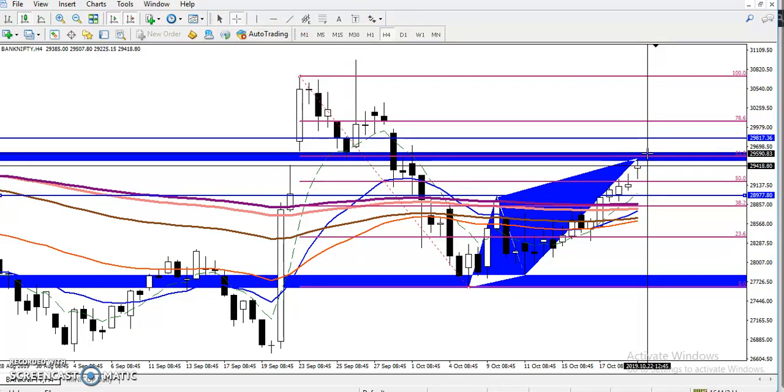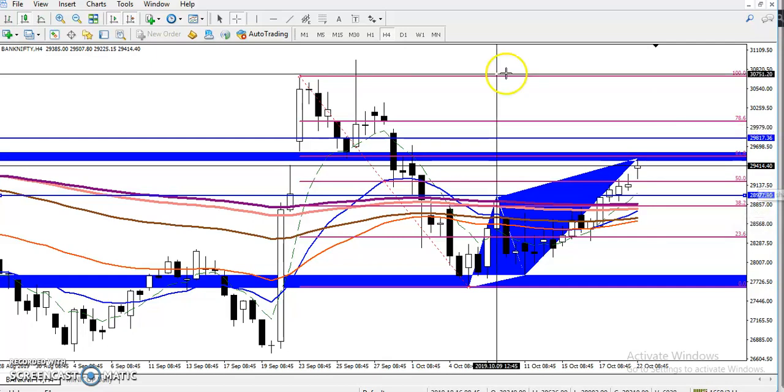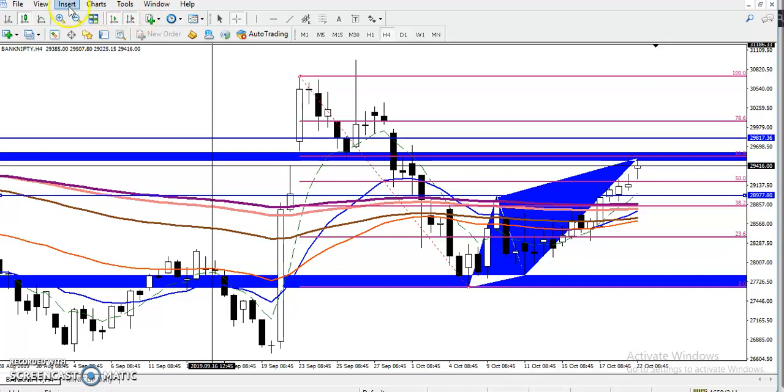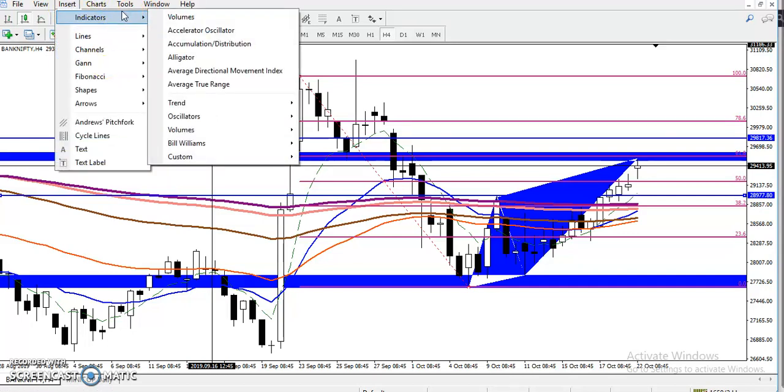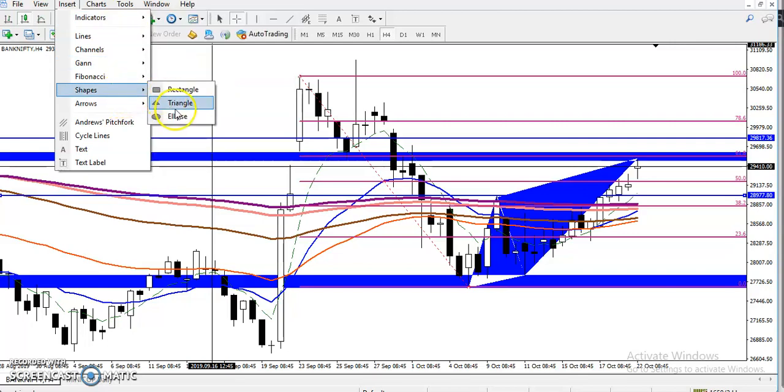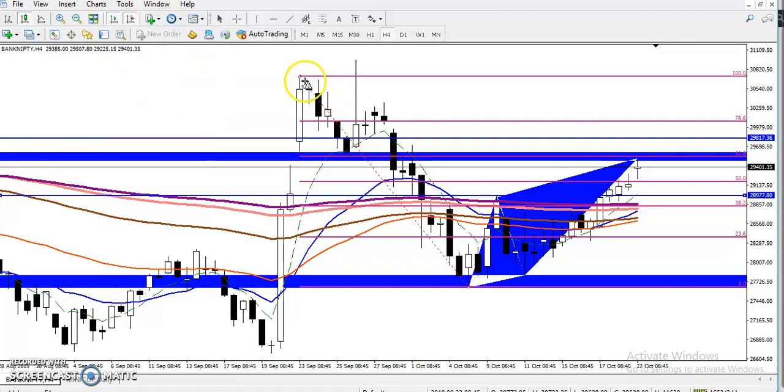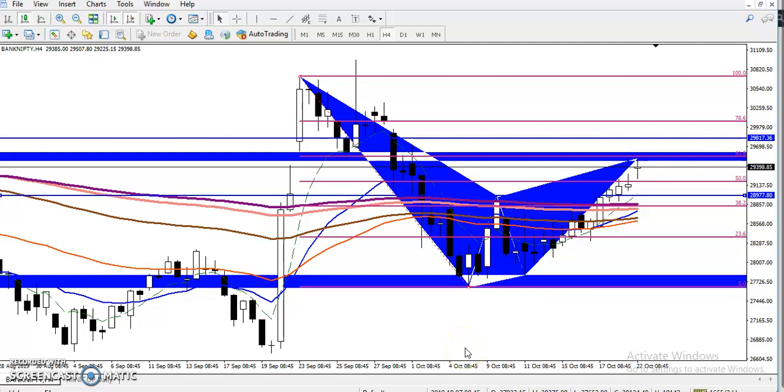29,600, right? Not exactly 29,600, exactly 29,550. All right, that point is showing here. That is your target. And if you want to see, this shape will be like that, the inside shape, okay. Now we have seen that is the method, right?